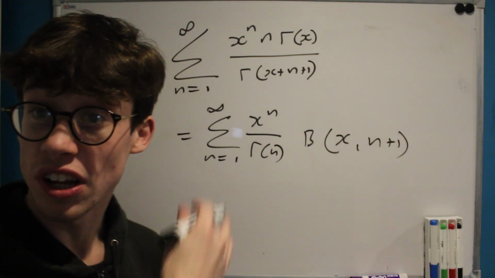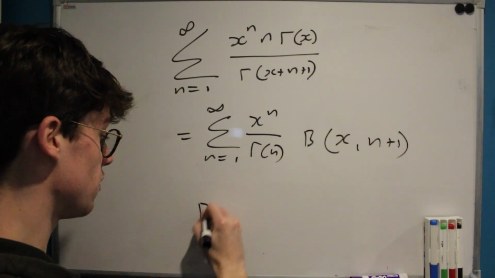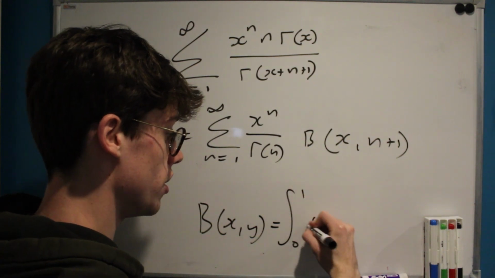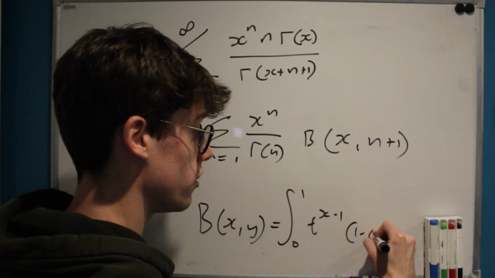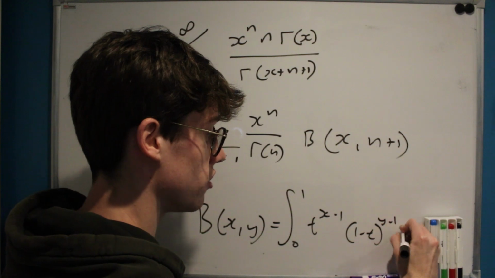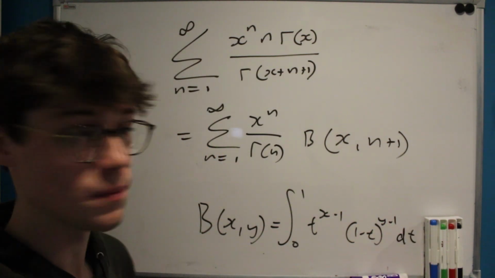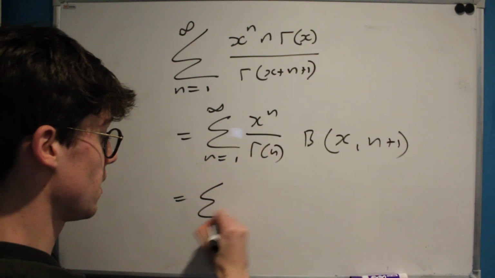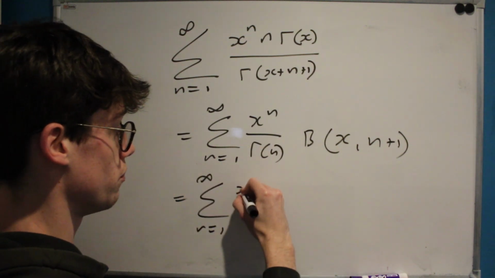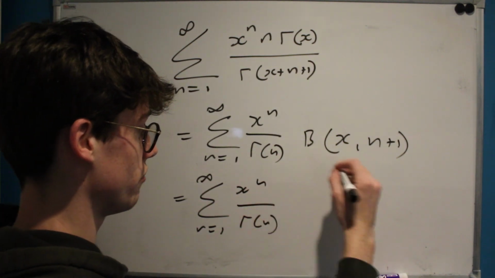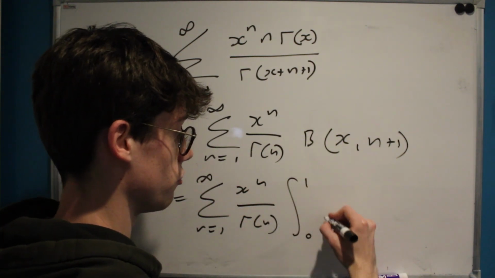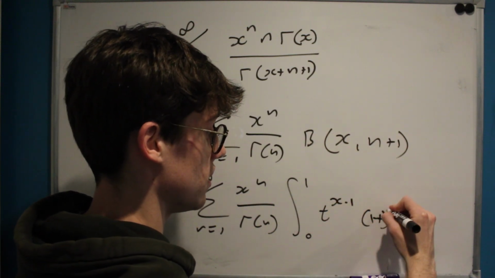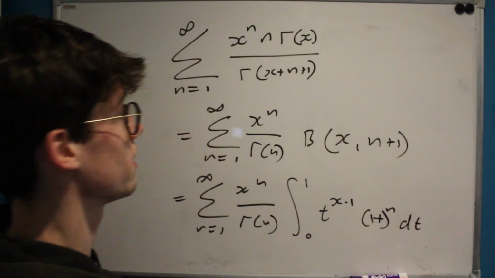Now we're also going to use a second beta function identity. It's that beta of x and y is the integral from 0 to 1 of t to the x minus 1 multiplied by 1 minus t to the y minus 1 with respect to t. And so that means that this beta of x, n plus 1 we can rewrite as an integral, leaving us with x to the n over gamma of n multiplied by the integral from 0 to 1 of t to the x minus 1 times 1 minus t to the n, all with respect to t.